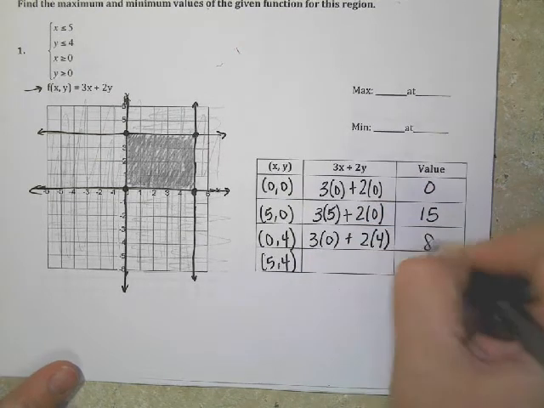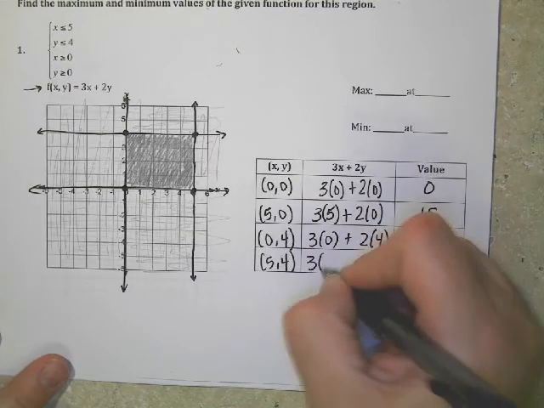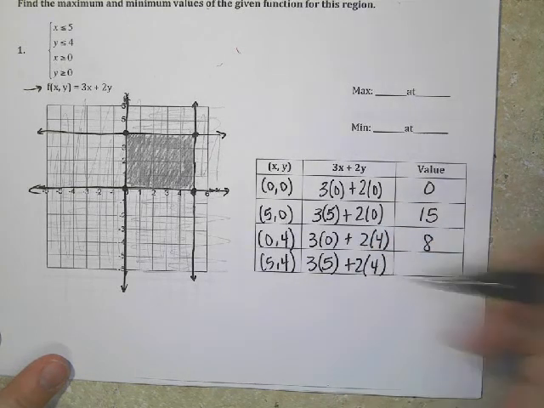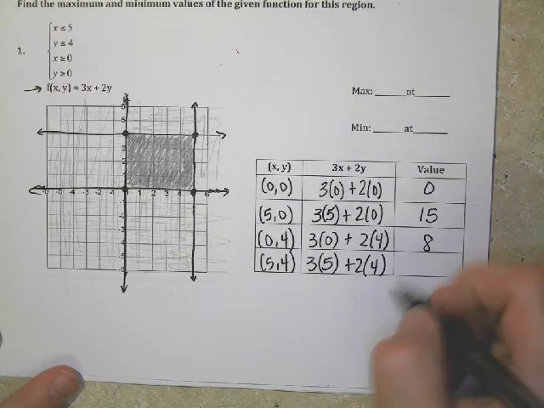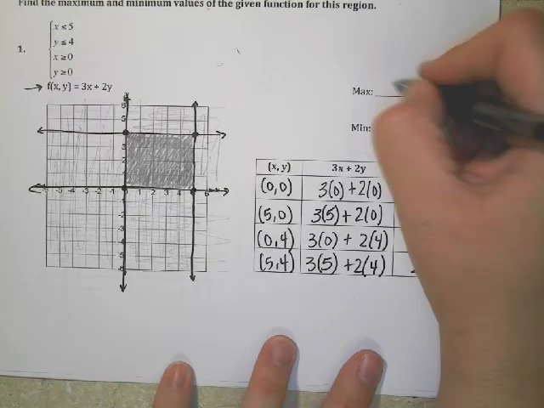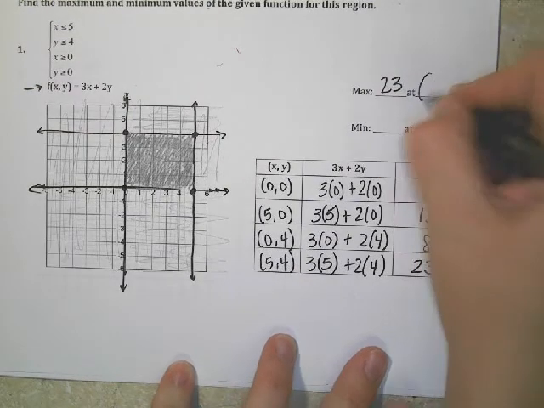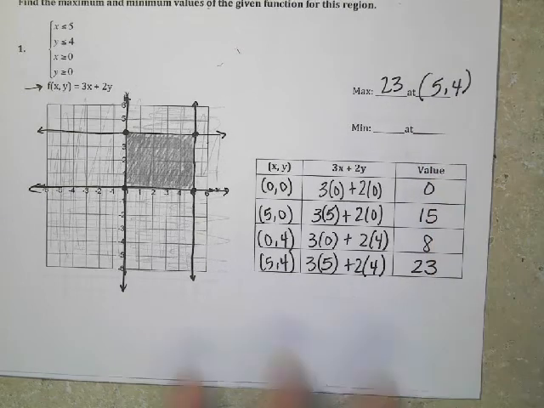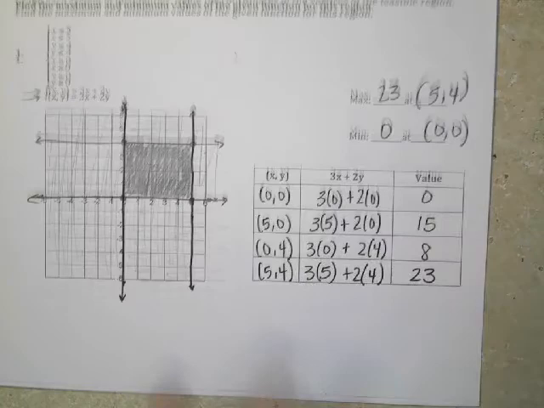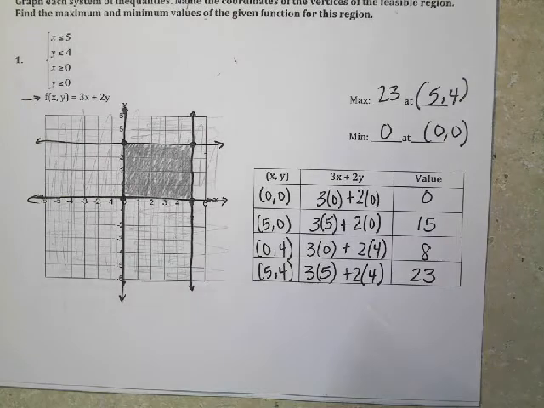3 times 0 plus 2 times 4 would give me 8. 3 times 5 plus 2 times 4 would give me 15 plus 8, which is 23. So my max value is 23, and it happens at the ordered pair (5, 4). And my minimum value is 0, and it happens at (0, 0).